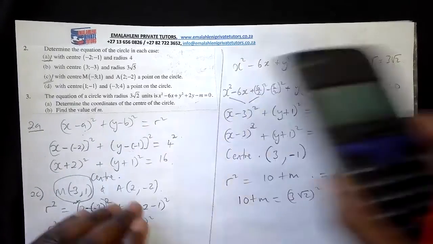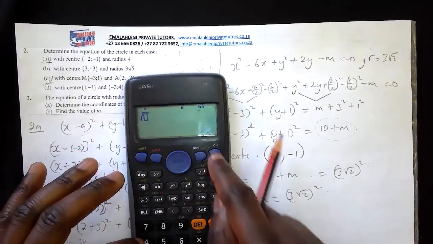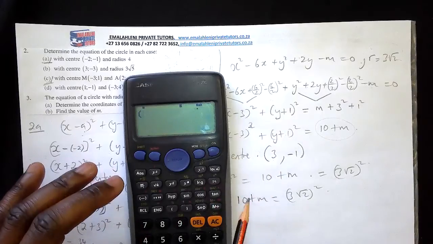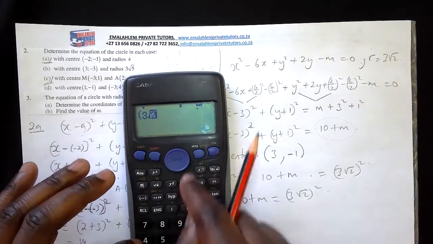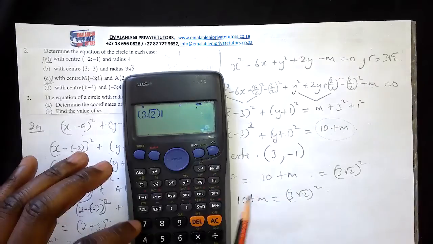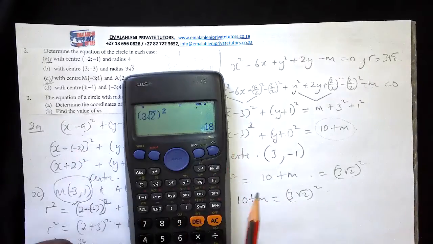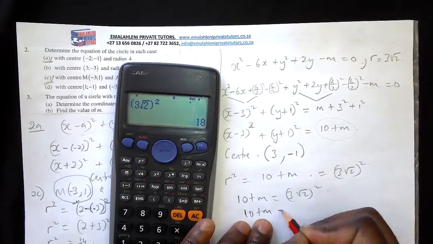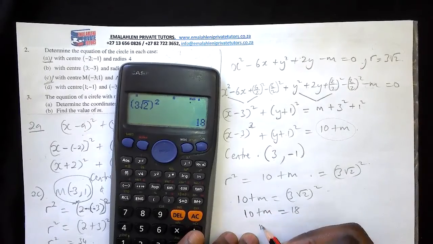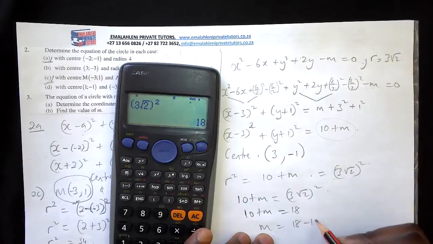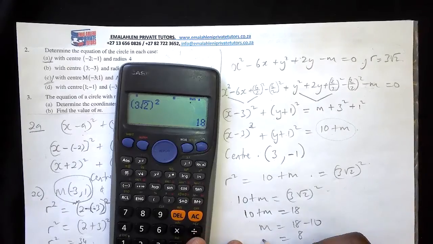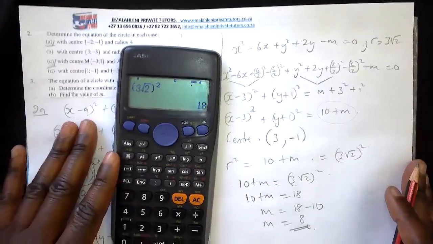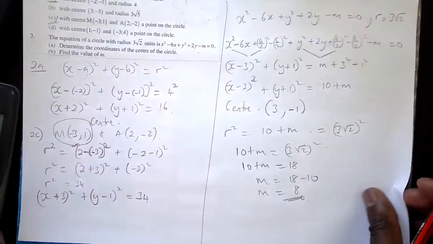Then what are we going to get here? If we square 3 root 2, what do we get? We get 18. So it means that 10 plus m is going to give us 18, and m is going to be equal to 18 minus 10, which is going to give us 8. So our m is equal to 8. That's how you calculate that. Okay, let's move on to the last part.